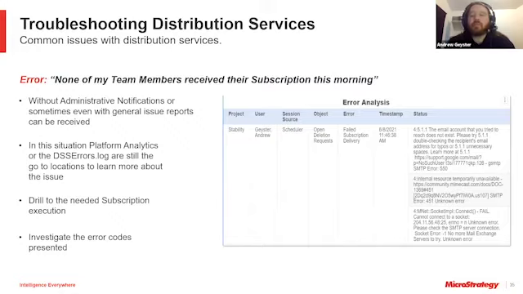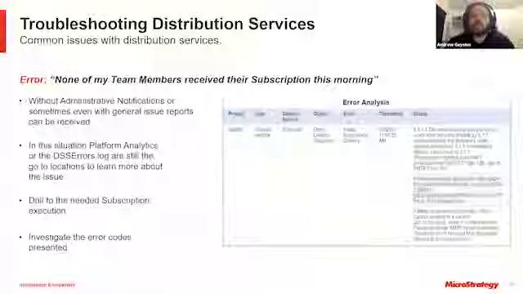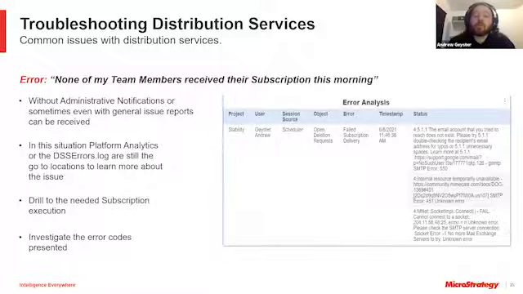The other situation that we'd like to take a look at is a very vague request, but often it is what an end user receives, and that is that they received nothing from their subscriptions when they expected it. In this situation, either we don't have administrative notifications or the administrative notification wasn't received.